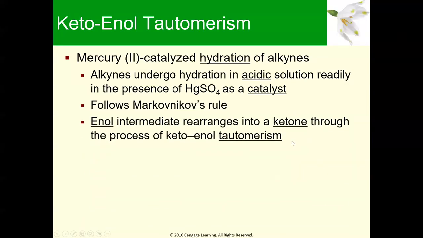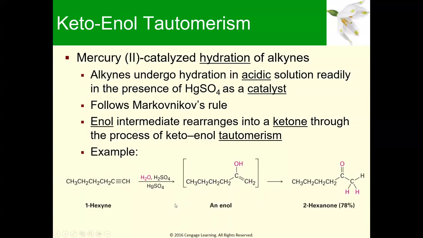You'll see that what we do when we perform this reaction is that we form the enol, which then rearranges to form the ketone through that process we call tautomerism. So the enol intermediate rearranges into a ketone through the process of keto-enol tautomerism.